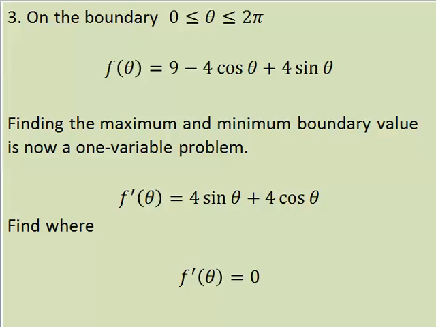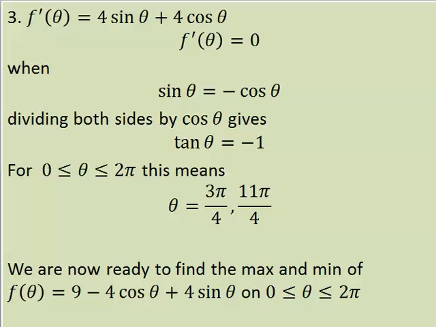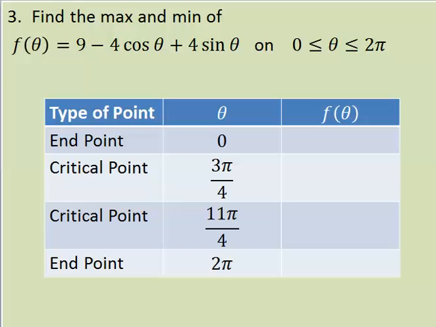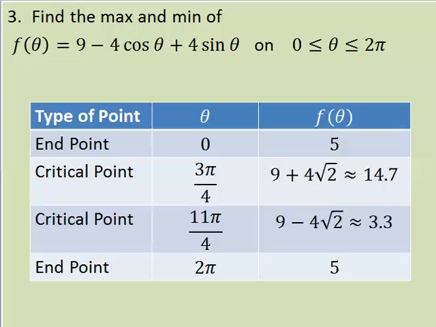We're going to find the max and min on a closed interval with a function of one variable. These are the 2 critical points that I get. We're going to evaluate the function at the critical points and at the end points. I like to make a table for such things. And this is what I get for the evaluation at the endpoints and the critical points.